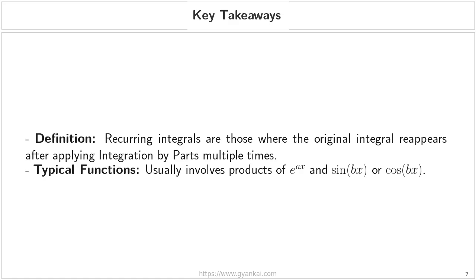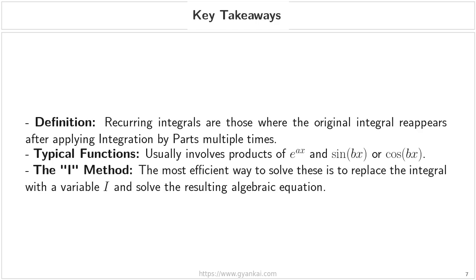Next, typical functions. These recurring integrals most commonly show up when you're integrating a product of an exponential function, that's e raised to the power of ax, where a is a constant, and a trigonometric function, like sin bx or cos bx, where b is also a constant. So, keep an eye out for integrals that look like that. Now, the I method. This is the technique we practiced. The most efficient way to tackle these is to temporarily replace the entire integral with a variable, usually I. This turns the integration problem into an algebraic equation that we can then manipulate and solve for I. It might seem a bit strange at first, but it really helps break the cycle.